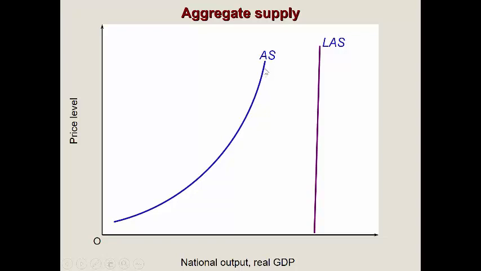In the long run, however, the long run aggregate supply curve would be inelastic. At any price level, we produce at the maximum level. For example, if this is the maximum real GDP we could have, that will be the case. Price changes do not affect it. What affects the long run aggregate supply curve would be the technology and production factors, the endowment of the factors.